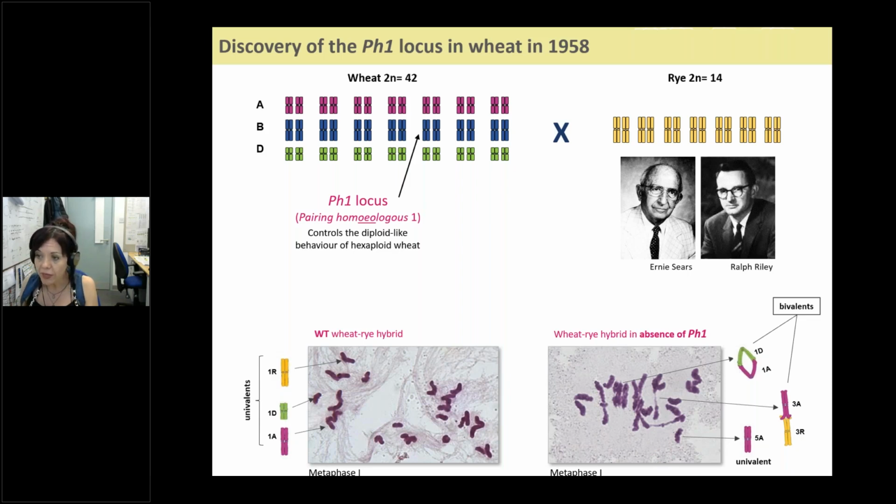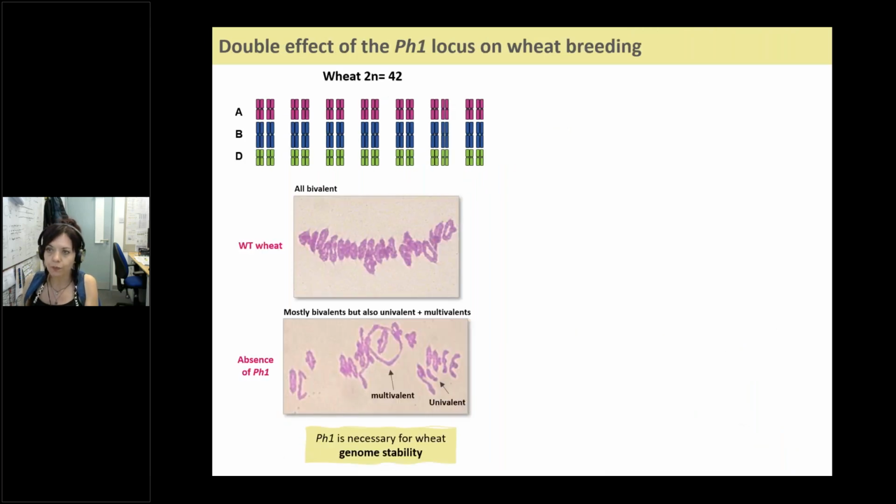So yes, this is great. By eliminating Ph1, we can promote recombination between related chromosomes. But what's happening in wheat itself when we eliminate this locus? As you can see in this picture at the bottom, although most of the recombination still happens between homologs, there are also univalents and multivalents present, which will be enough to produce unbalanced segregation and problems with stability.